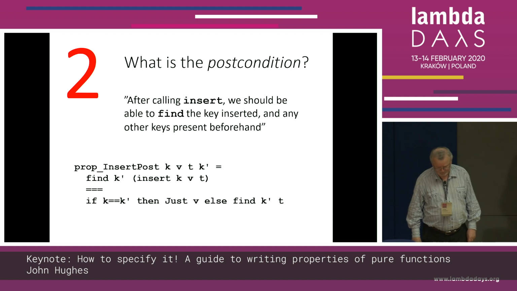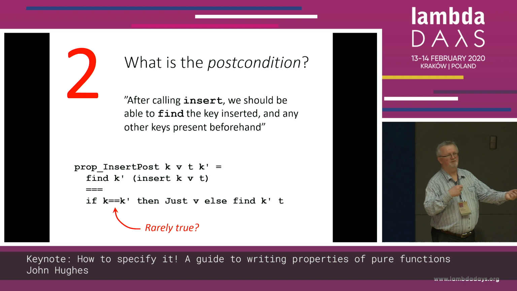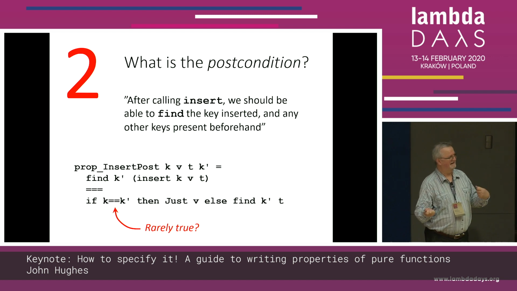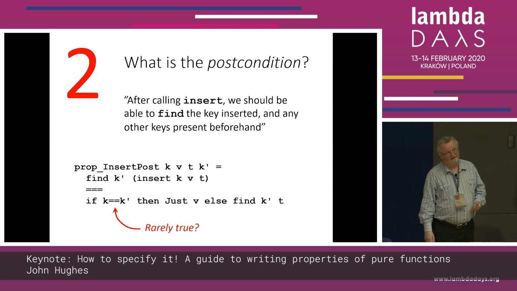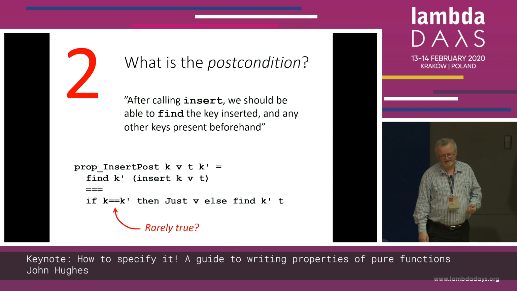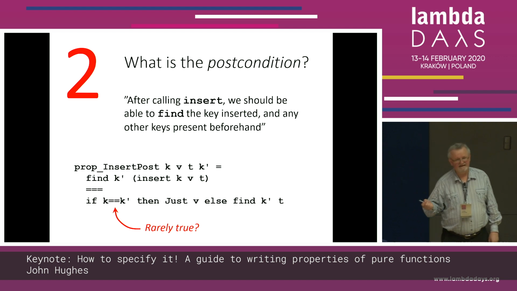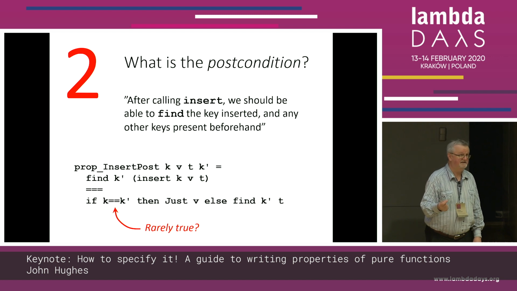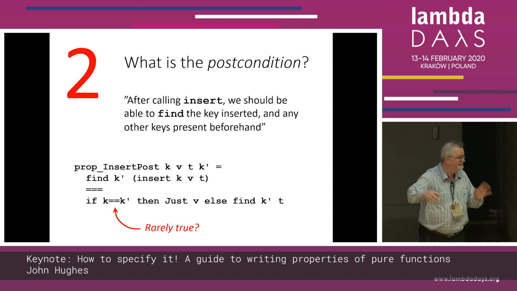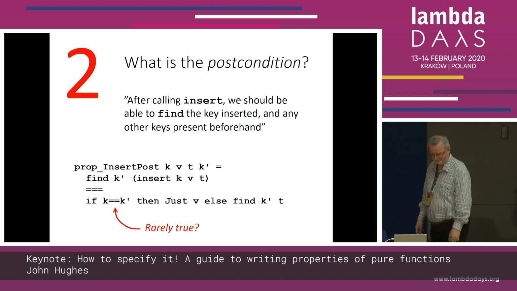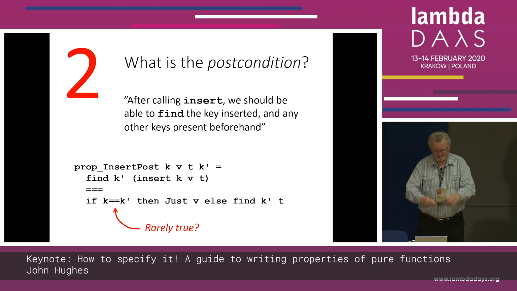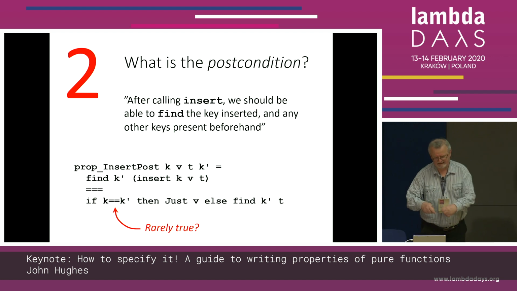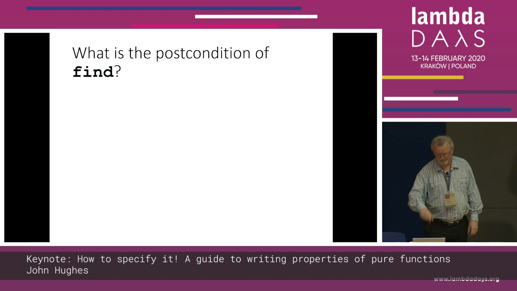You might wonder, if you look at k and k prime, those are two randomly chosen integer keys. How often will they be the same? And the answer is, not very. So when we test this property, we're going to spend most of our test effort in the else branch. In other words, testing that insert did not corrupt other keys in the tree. That's important to test, but whether we should spend 90% of our time testing that is another question. OK, so there's one slight problem with this property, but I'm not going to focus on that. It is a good property.